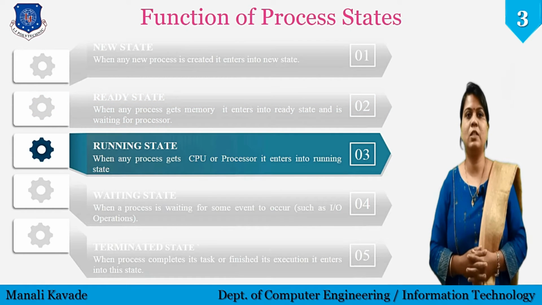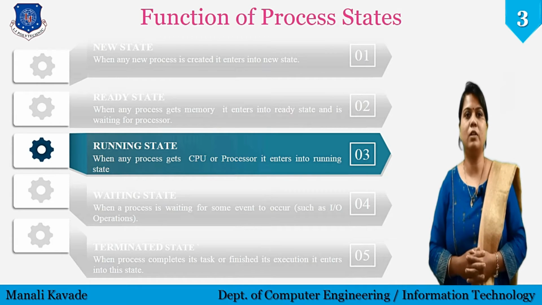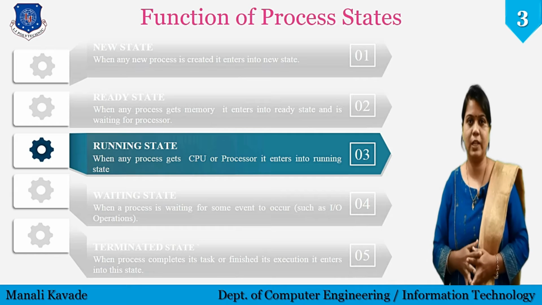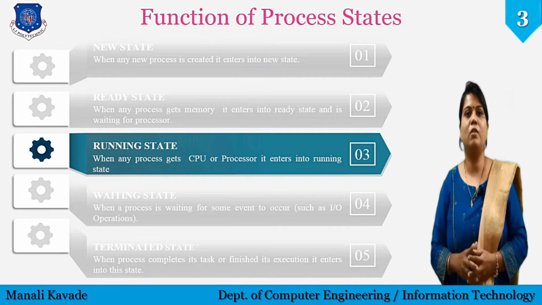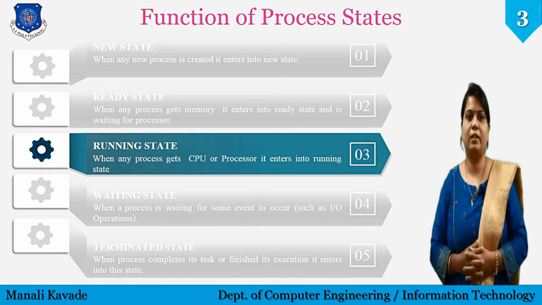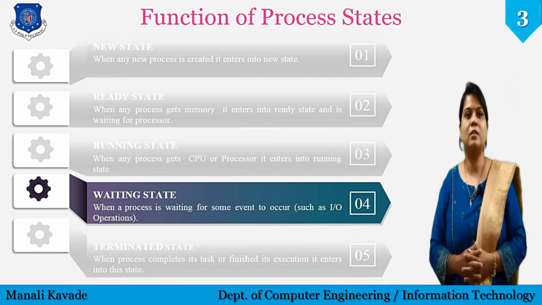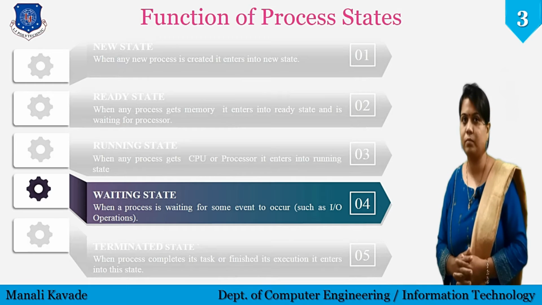Third state is running state. A process which is in running state is currently executing on a CPU, or in other words, whenever CPU is allocated to a process, it enters into running state. Only one process is allowed to enter into this state, that is the running state. Next state we will see is the waiting state. We will discuss the function of this state.